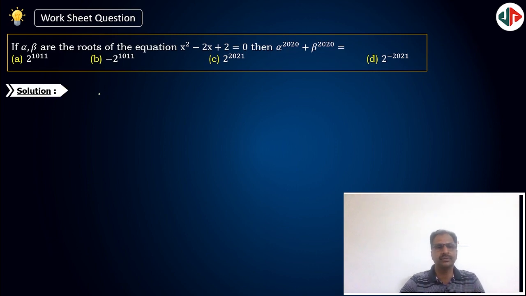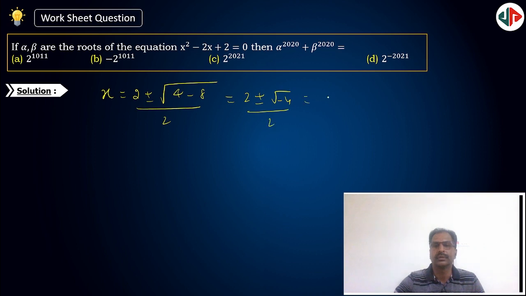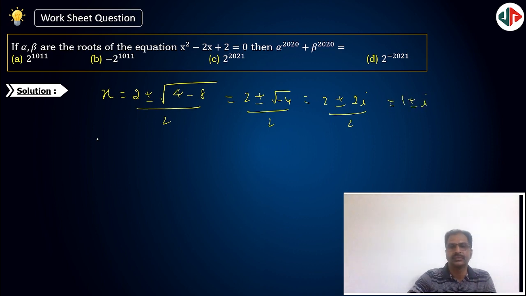Next, alpha and beta are the roots of that quadratic equation. So let us find roots for that. Minus b plus or minus root of b square minus 4ac by 2a. So this is nothing but 2 plus or minus root minus 4. Root minus 4 is 2i. So this is 2 plus or minus 2i by 2, which means 1 plus or minus i. So alpha is 1 plus i, beta is 1 minus i.